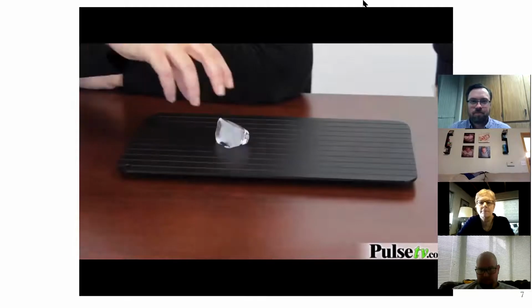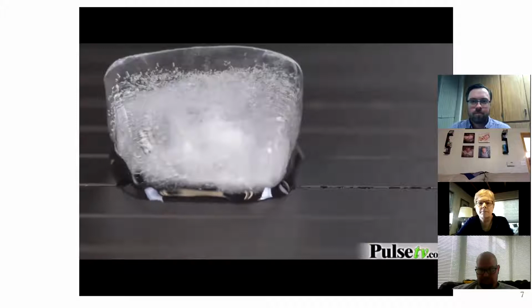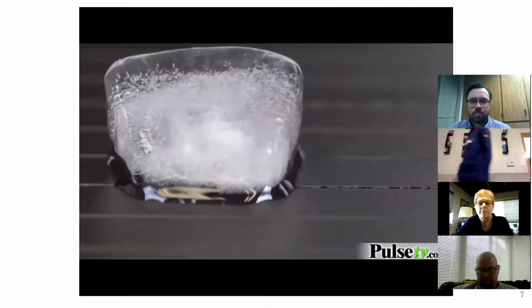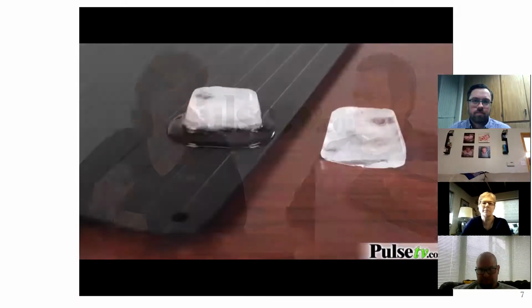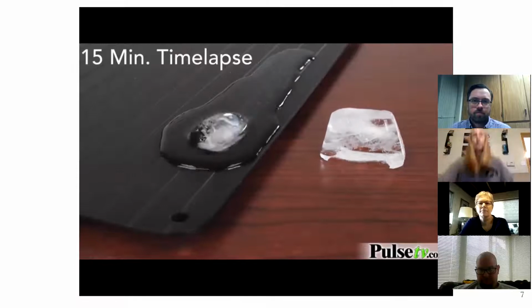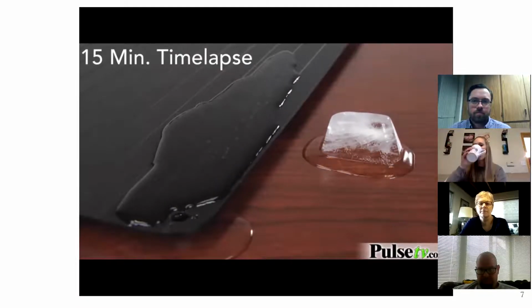I'm putting this ice cube on here, and look at this. It's working instantly. Think about what this will do for your steaks, your chicken, your pork chops. Half the time. We did a test where we did an ice cube on this and an ice cube on the counter, and look at the difference. In 15 minutes, this completely melted while the other is still melting. This is a lot faster.